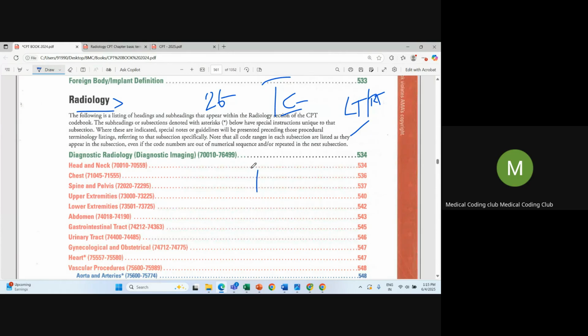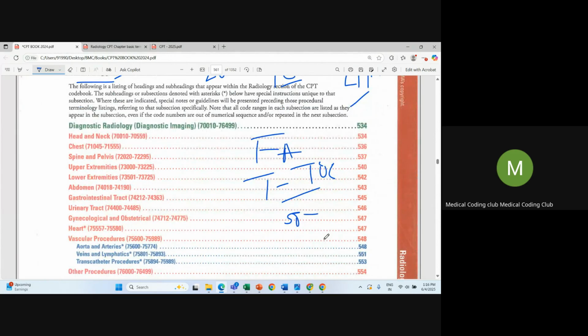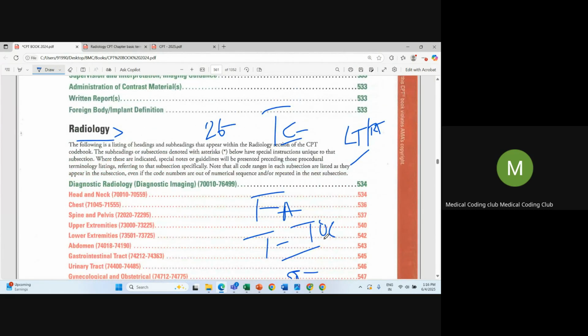Then the F series modifier is for finger X-ray, and the T series modifier is for toe X-ray. You should know the importance of all of these modifiers. Modifier 50 is for bilateral procedures, and 52 is for reduced service. These are a few important modifiers with respect to the radiology section.